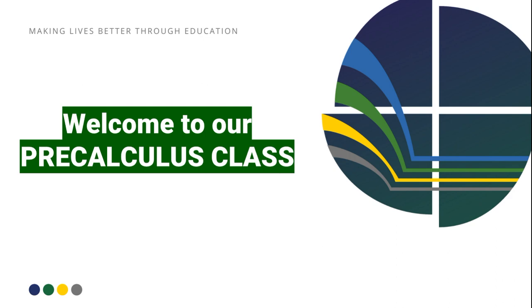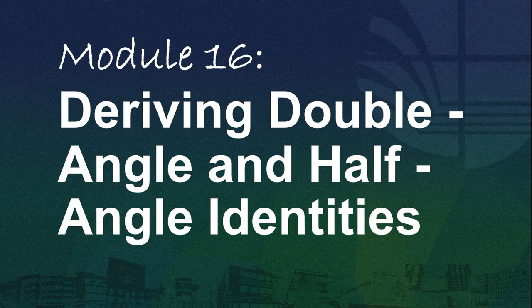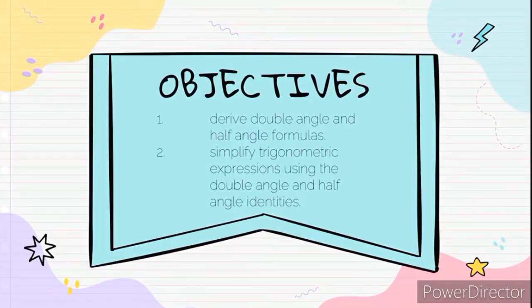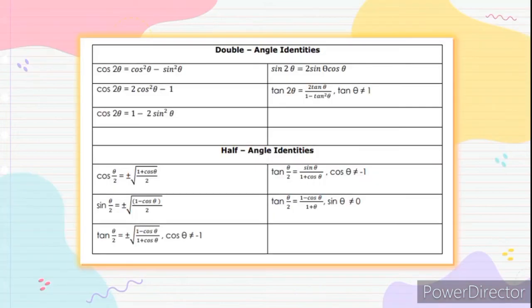Okay, once again, welcome to our pre-calculus class, day number 16, deriving double angle and half angle identities. We have two objectives. We're going to derive the double angle and half angle formulas, and simplify trigonometric expressions using the double angle and half angle identities. So here are the formulas again about double and half.